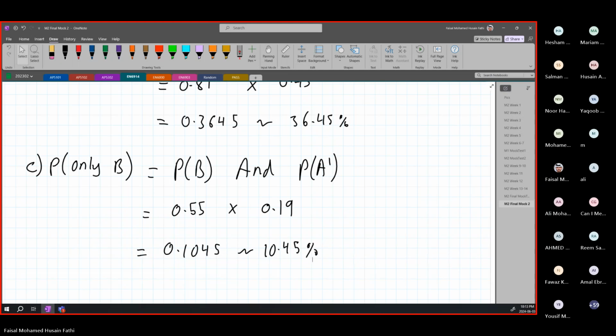Okay. That's it for probability for this question. Pretty sure most of you already know. Yeah, that's pretty much it. Let's look at the next question.